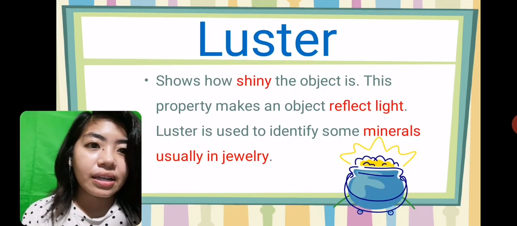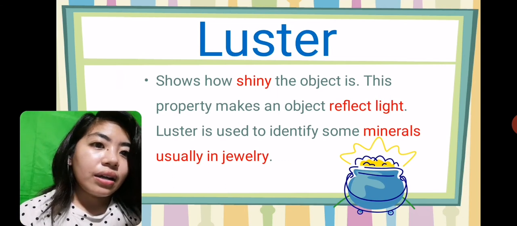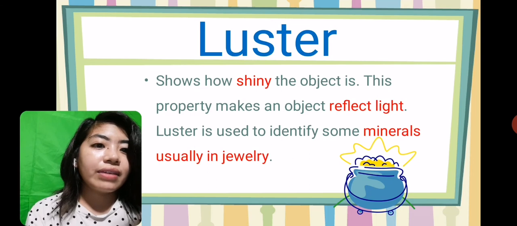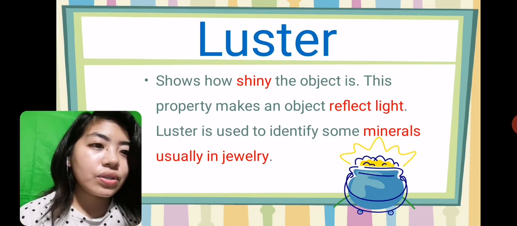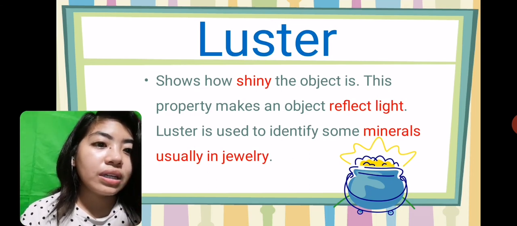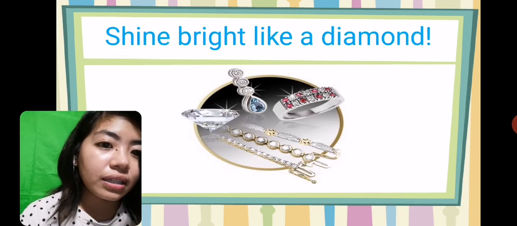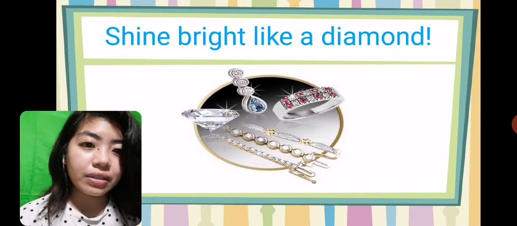So, next is luster. Luster shows how shiny the object is, the property that makes the object reflect light. So, it is used to identify some minerals, usually in jewelry. So, just like this one, gaano kakinang yung isang jewelry or yung object.